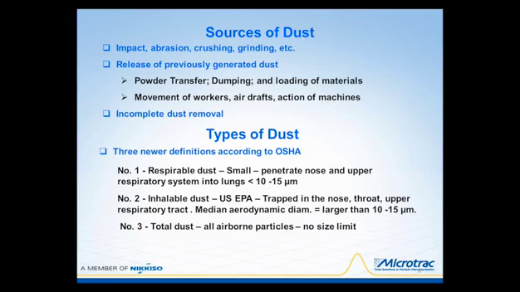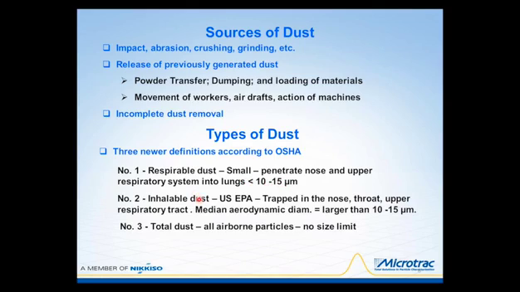So there are many types of dust, but these are the 3 newer definitions according to OSHA. The first definition is respirable dust. These are very, very small particles. They penetrate the nose and upper respiratory system, and then finally into the lungs. And also, when these particles are small enough, they can transfer themselves directly across the lung-blood barrier and actually gain access to the blood system. These particles are typically smaller than 10 to 15 microns.